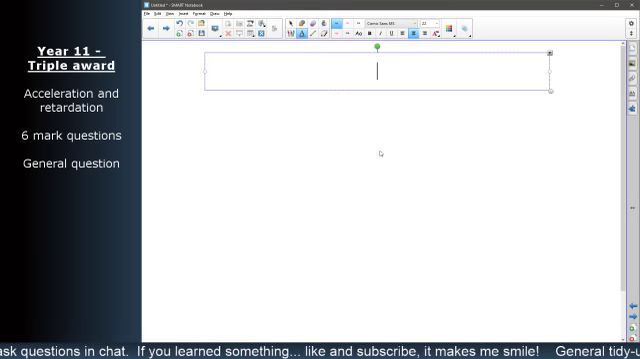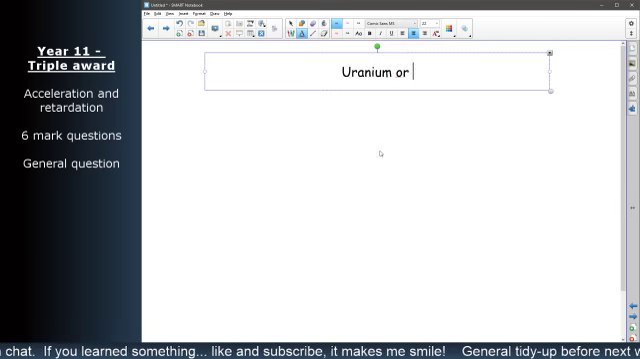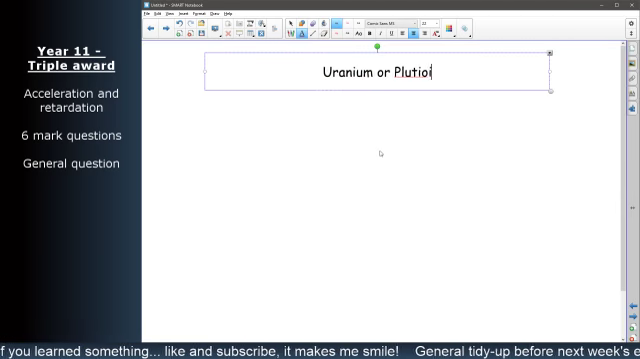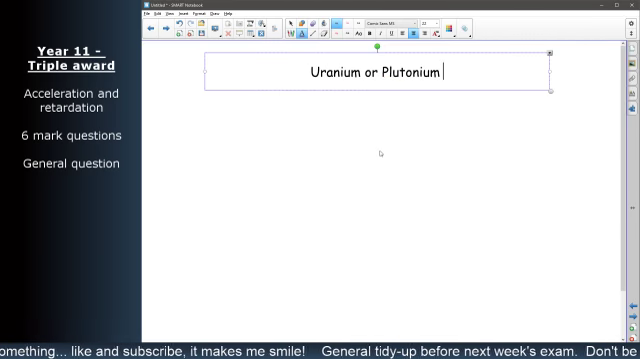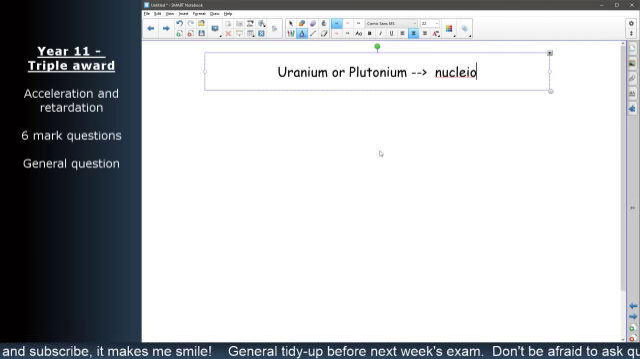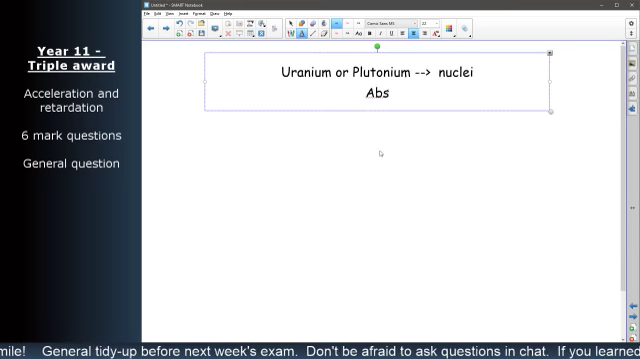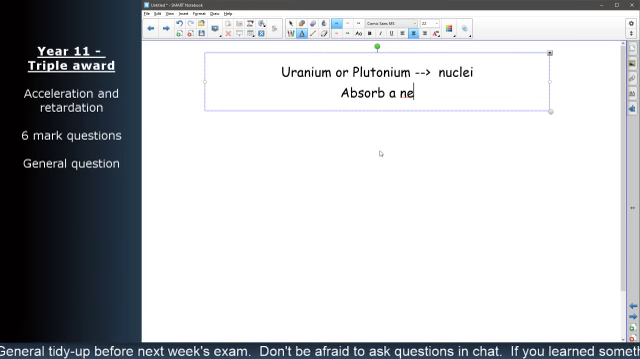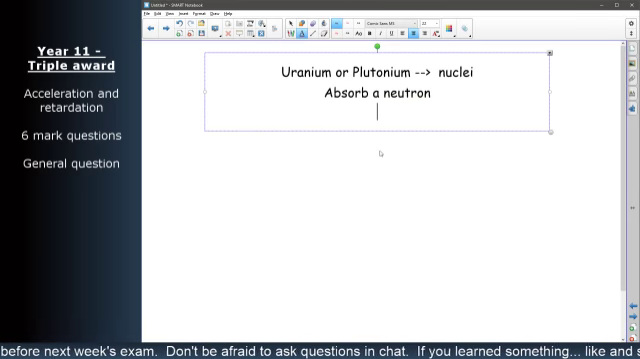First of all, we need to know the name of the fuel. So it's uranium or plutonium. And first spelling mistake of the evening. Okay, uranium or plutonium, and we want to talk about nuclei here. At no stage should you use the word atom. So uranium or plutonium nuclei, then they absorb a neutron. That's the bit that you do. You fire a neutron into one of them.